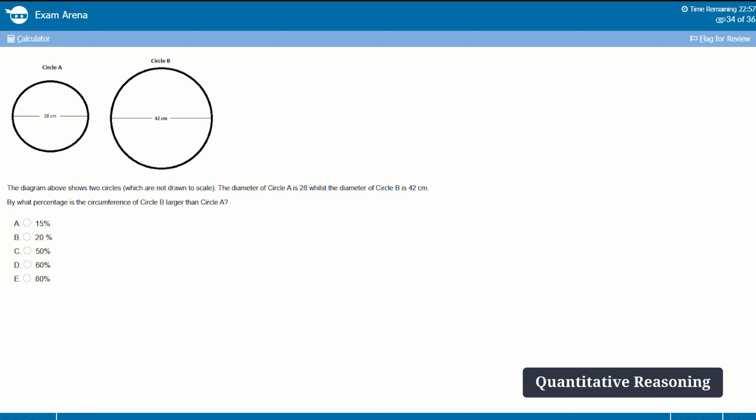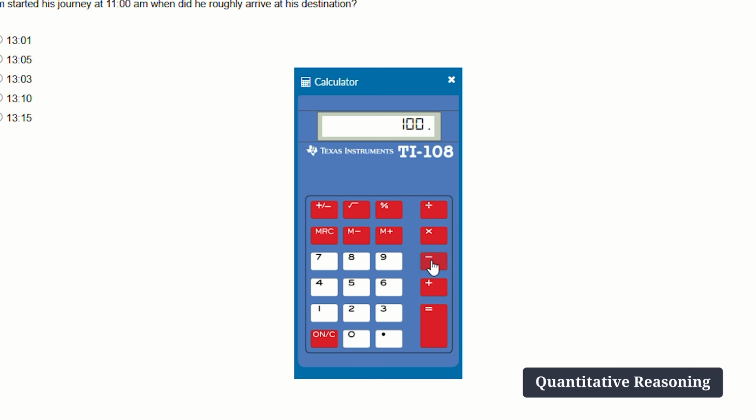Now, this isn't a maths exam and you don't need A-level maths to do well here. The calculations are GCSE level. Percentages, ratios, averages, unit conversions. The challenge is doing them accurately under extreme time pressure. The UCAT gives you an on-screen calculator, but relying on it too much will slow you down. The students who score highest in this section are the ones who can do basic arithmetic quickly in their heads.